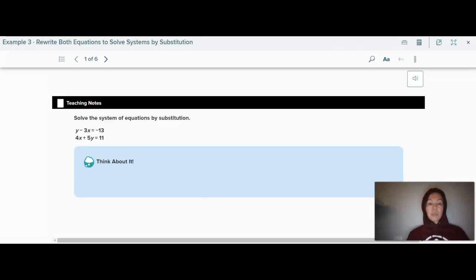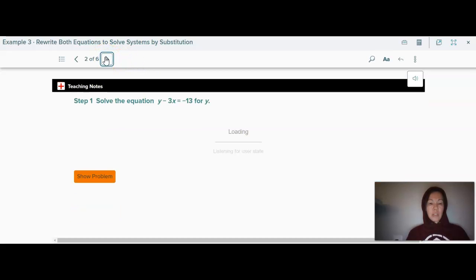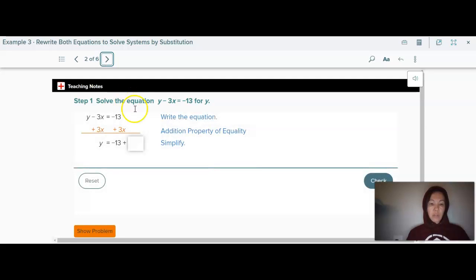Sometimes we need to, again, get a variable by itself in order to use substitution. What we're going to do here is solve this equation for y, meaning we want the y by itself. So we'll add 3x to both sides. We get y equals -13 plus 3x. Okay, so we get y by itself in one of the equations.